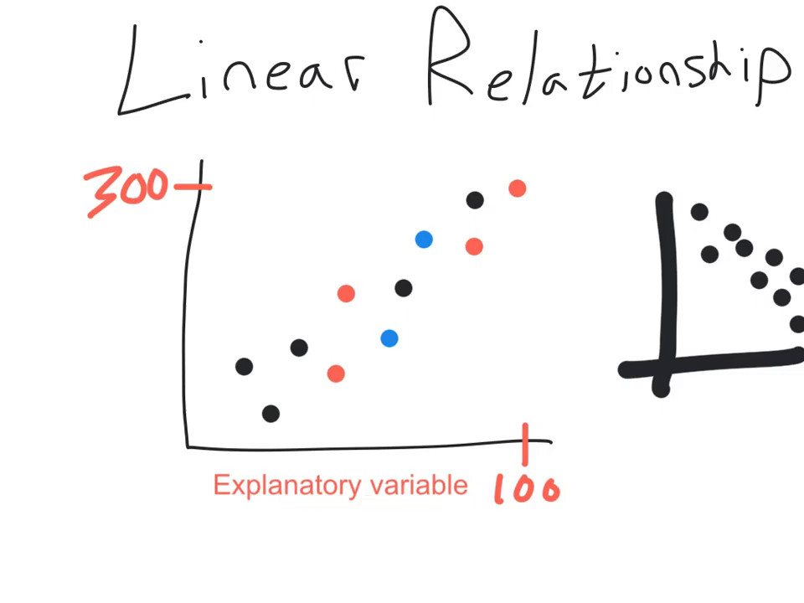So that makes everything on the y-axis a different label. We call that the response variable. The response variable is being impacted by the explanatory variable. So keep that in mind as you study. X is the explanatory variable, y is the response variable.